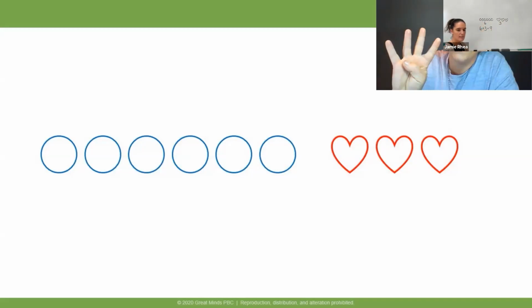Now, what's another way I can write this? All right, we can start with our hearts. So we can say 3 hearts plus 6 circles equals 9. We still have our 9. Now, is there another way we can write it? Absolutely. We can start with our totals. So we have 9 in all equals 3 hearts plus 6 circles. And this time we're going to start with our circles. 9 equals 6 circles plus 3 hearts. All right, let's see if our 4 sentences match her 4 sentences.